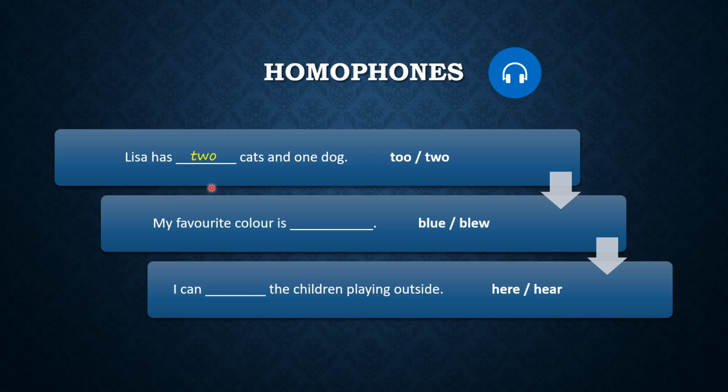T-W-O. Look in example 2, my favorite color. The key clue would be color for blue and blue. So this one, B-L-U-E, is the answer. Example 3, I can blank the children playing outside. Here, same sound, different spellings, meanings. The answer then is H-E-A-R. You may want to pause the video now if you want to check the meanings of the other words.